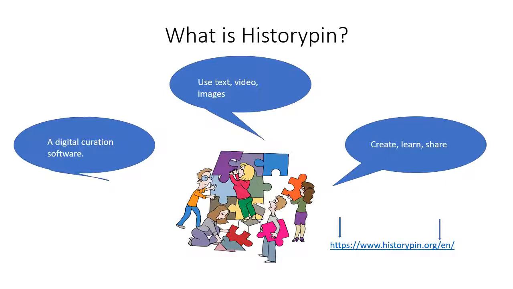And now we are on to our final tool, which is History Pin. History Pin is a digital curation software. Imagine, if you wish, that there is an event, a place, a subject you want to research so badly, but you don't have the time to do it. What if you had 2 persons, 3, 20, 100 persons contributing to creating the history of that event? Then the work becomes easier. This is what History Pin does.